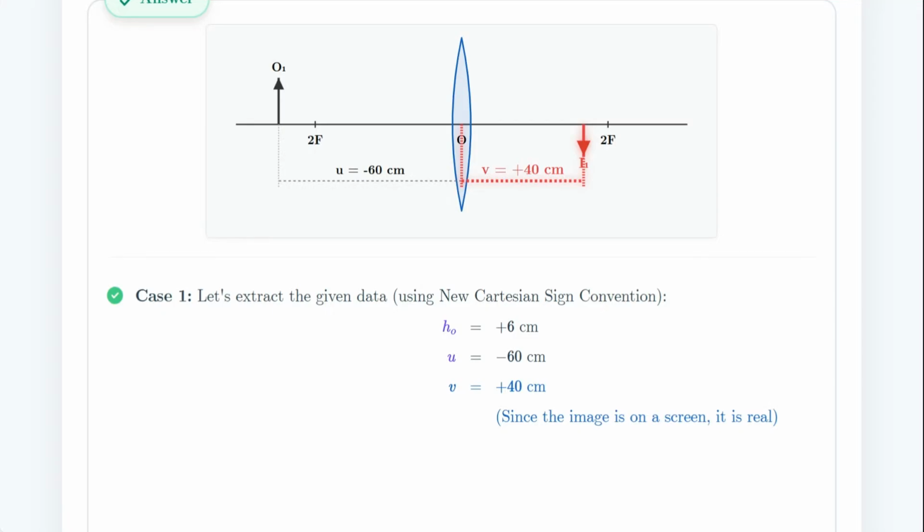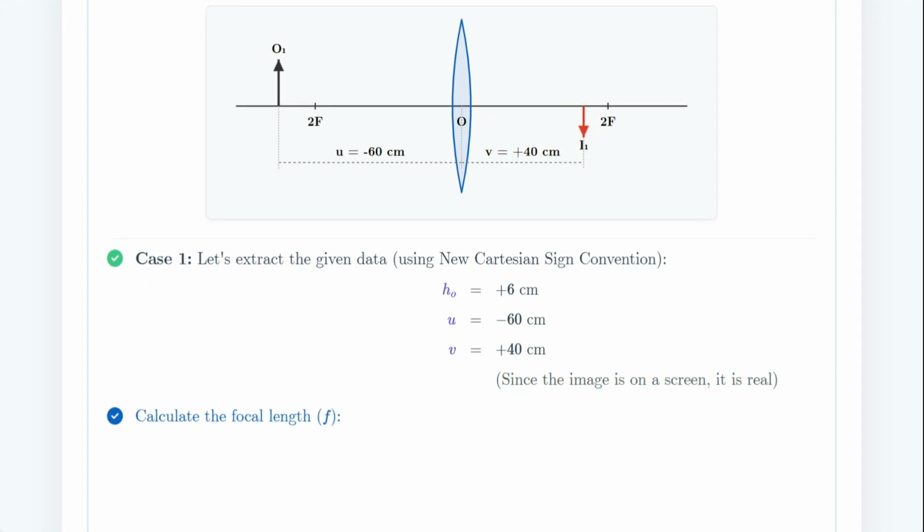Now for the image distance, V. The question mentions the image is formed on a screen. This is a massive hint. Only real images can be caught on a screen. And since real images are formed on the right side of a convex lens, V must be positive. So, V equals plus 40 centimeters.